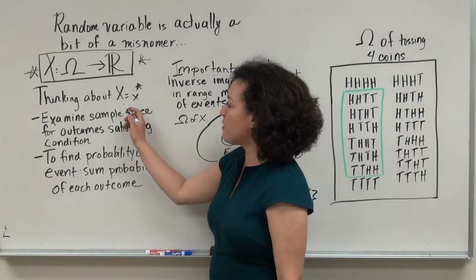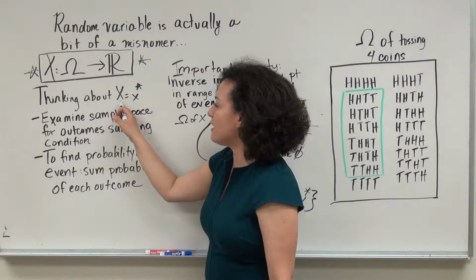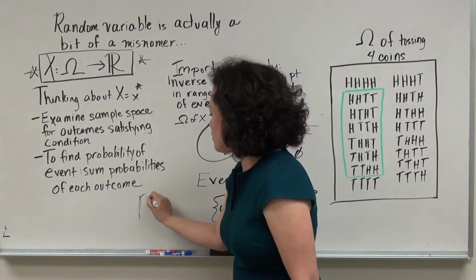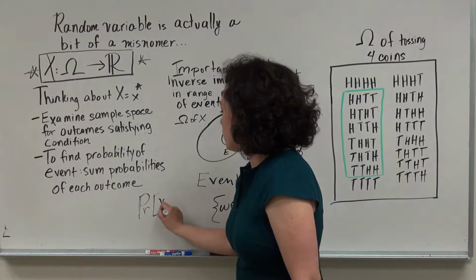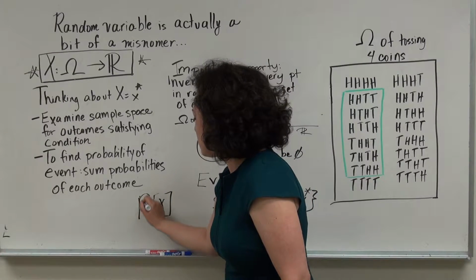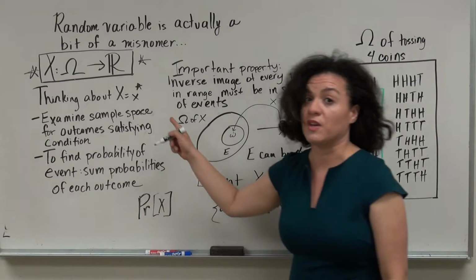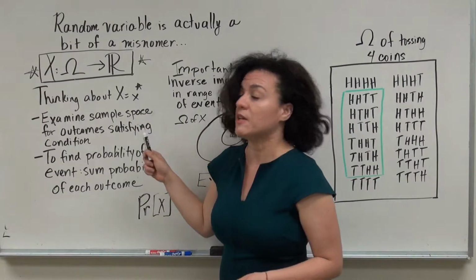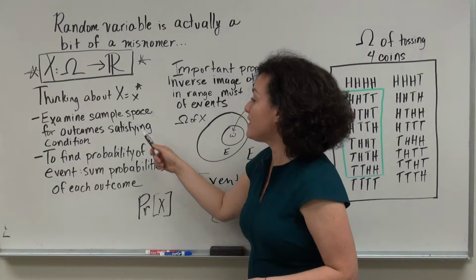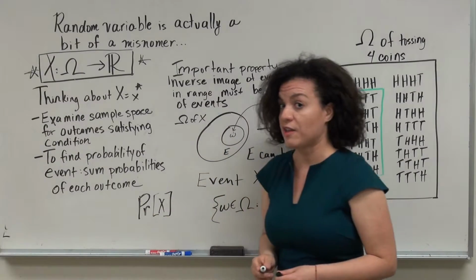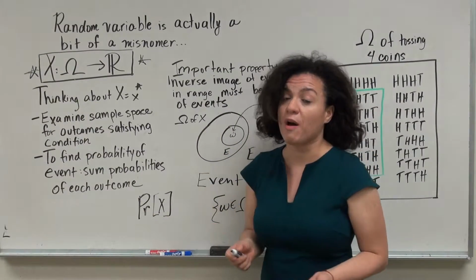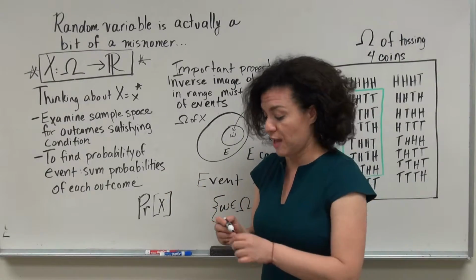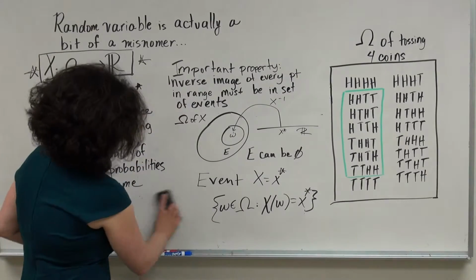When we think about the event, the probability that x equals x star, oftentimes we're a little sloppy in that we will just say the probability of x. We're not always so precise about specifying the specific event, but that's really what we mean. So in order to figure out the probability of this event, x equals x star, we examine the sample space for an outcome satisfying the condition. And then to find the probability of the event, we sum all the probabilities of the outcomes that we found in the first step. Okay, so now let's get to the examples.